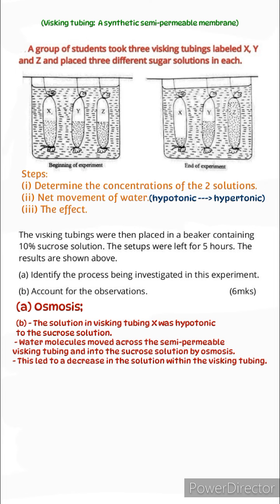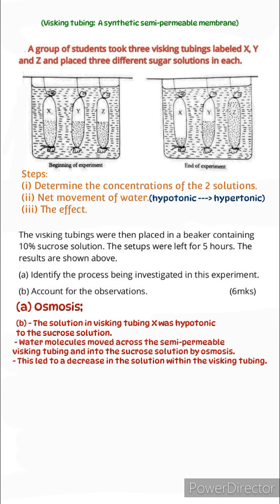Now let's proceed to the second whisking tubing, Y. Now we can clearly see that there has been no change to the contents of the whisking tubing. It is the way it was at the beginning. So that means that this solution is isotonic to the sucrose solution. Now when we compare the concentration of two solutions and we find them to be isotonic, that simply means that there is equal concentration, or the two solutions have the same concentration. Now, for osmosis to occur, there needs to be a concentration gradient. So if there's no difference, then that means that osmosis does not take place.